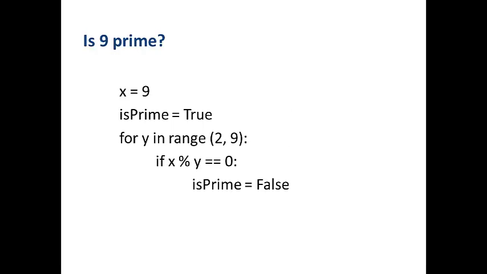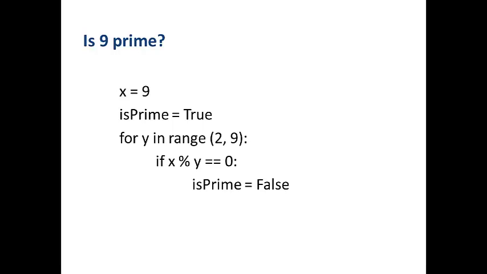So how can we put this into code? Well, we're going to start by assigning 9 to x. x will be the number we're trying to determine if it's prime or not. We'll use a Boolean value, is_prime, and we'll start out by assuming that 9 really is prime. So we'll say is_prime equals True.